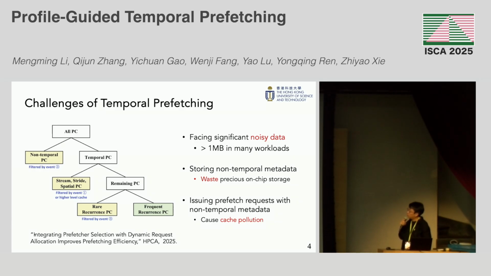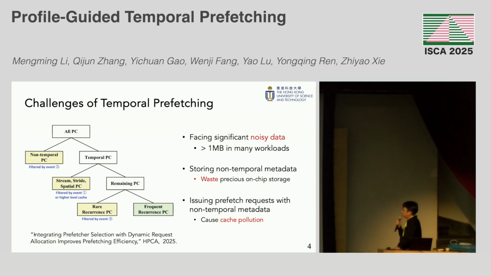The left side of this slide shows a figure in an article published in ISCA 2025. It classifies all memory instructions into 4 types: the non-temporal memory instructions, the stream spatial instructions, rare recurrence instructions, and frequent recurrence instructions. Only a small subset of memory instructions should be handled by temporal prefetching. So temporal prefetching faces significant noisy data.